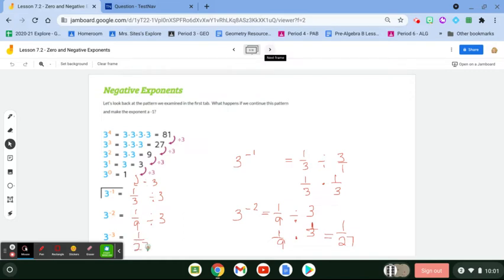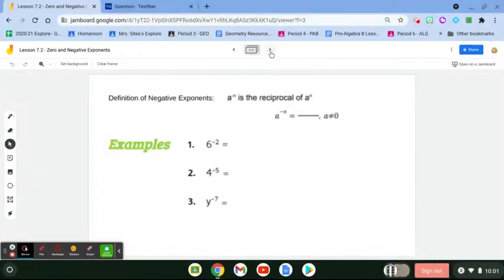So what's happening here is as I get a negative exponent, I always have a 1 in the numerator, and that number is now in the denominator. It seems like I now have almost a reciprocal of the numbers that I have in the top. And that's actually what happens when you have a negative exponent. Anytime you have a negative exponent, it's always going to be the reciprocal of the positive.